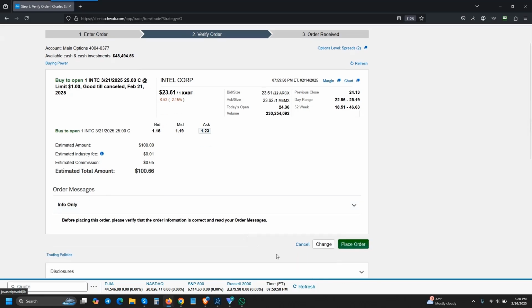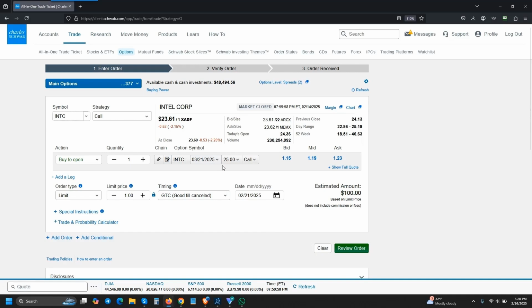And if that's good with you, then you come down here, you could click place order, or you could change your order, or you can cancel your order. If you click change, it would just go right back to that same screen. You can adjust anything you want, or clear this and start over, or just leave the page if you're done and don't want to actually make the trade. But you can go in here and play around to your heart's content. You don't have to be intimidated.